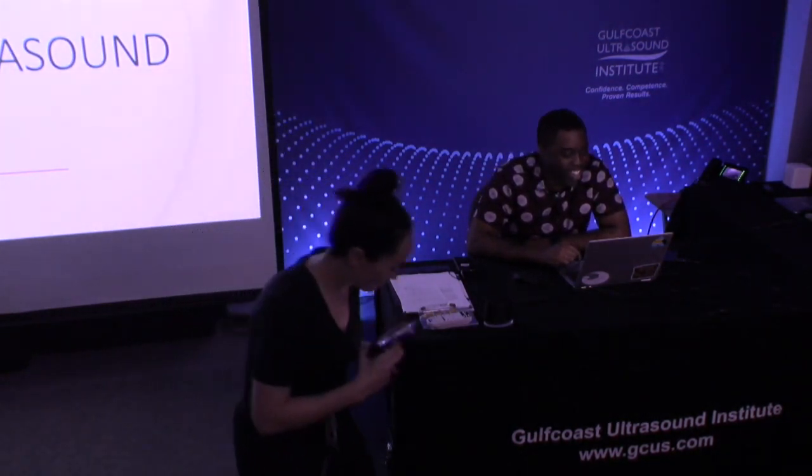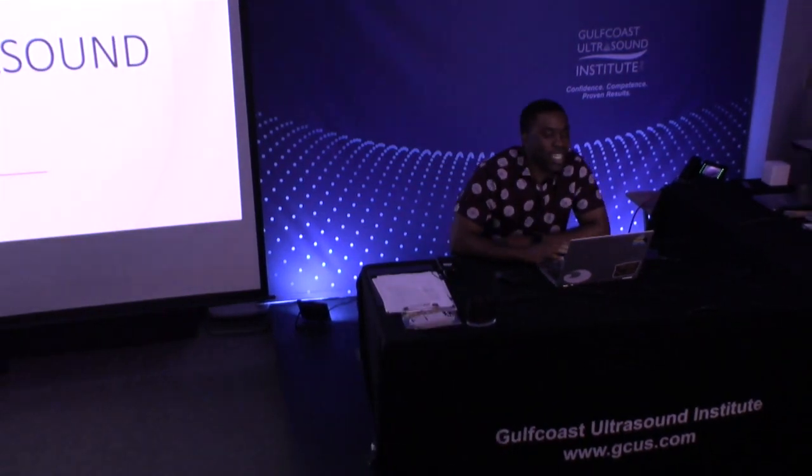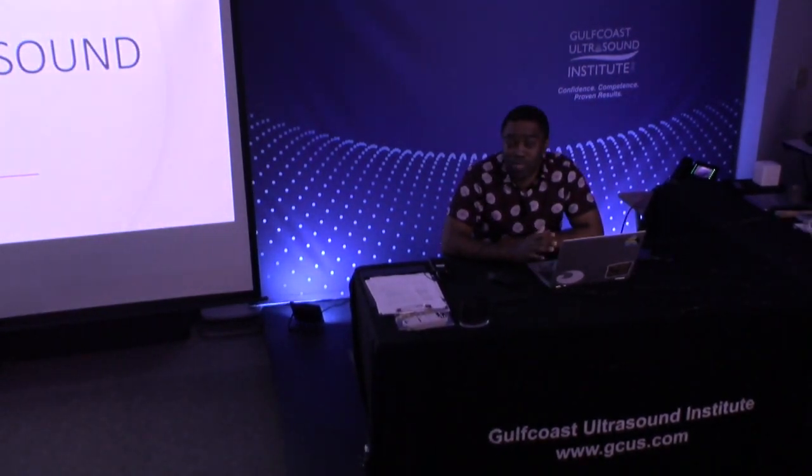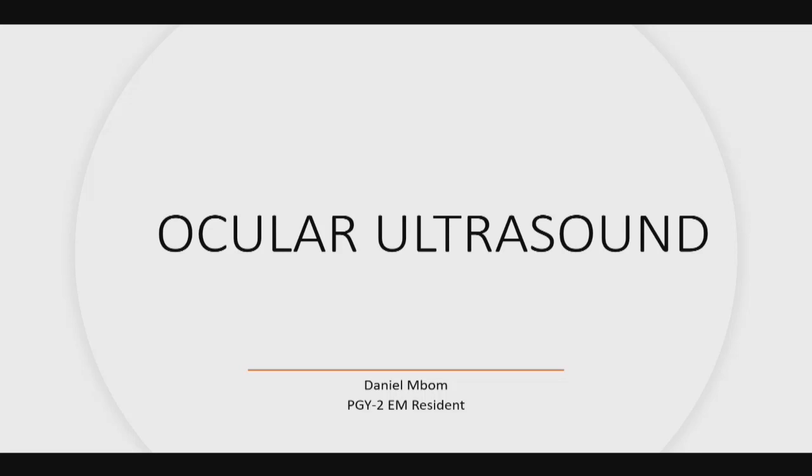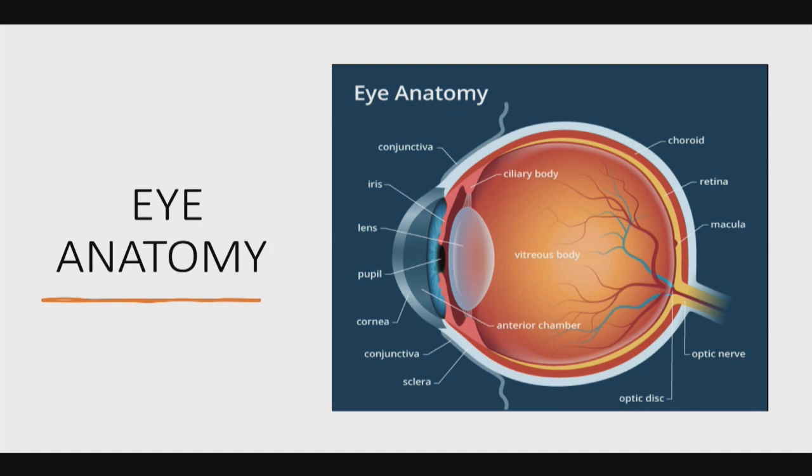Daniel Mbom. Hey y'all. Today we're gonna be going a little bit over ocular ultrasound. I like it because it's easily accessible. You throw the probe, and for the most part, you see what you need to see. So without further ado, let's get this party started. You guys already know about the anatomy of the eye, so I'm not really gonna spend a lot of time on this slide. But all we just need to know is there's an anterior chamber, a posterior chamber, and within each, we're gonna be able to see the things that we need to see, all right?